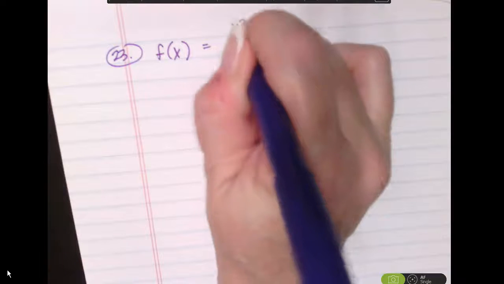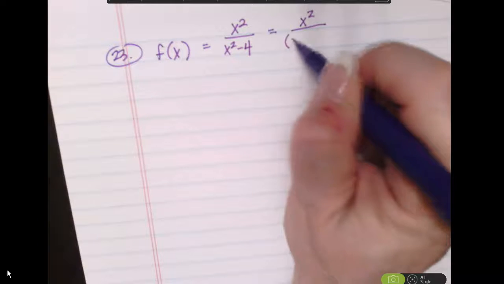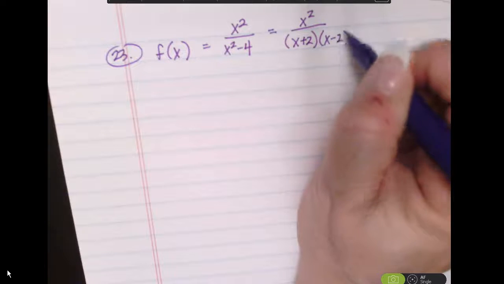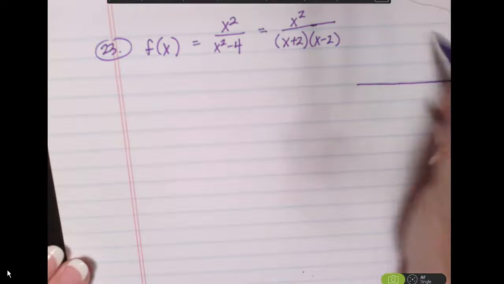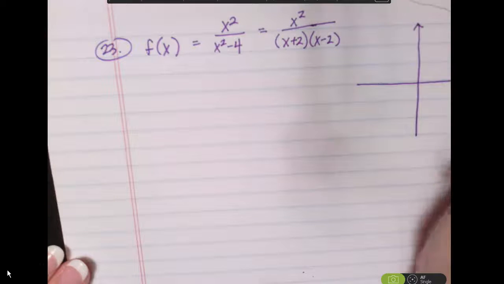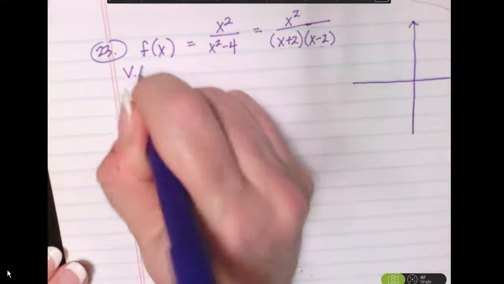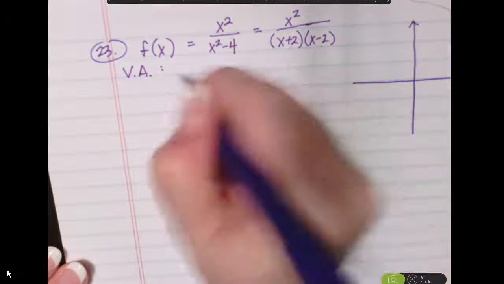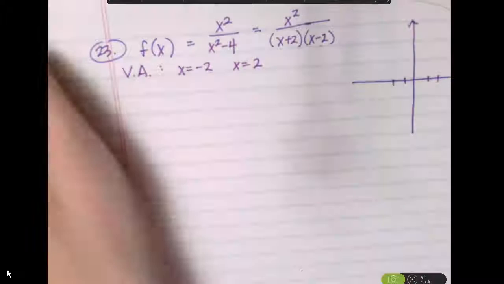So number 23, this is our first x squared function. We've got an x squared on the top and x squared minus 4 on the bottom. So first thing we want to remember is that we have to simplify our expression first, which means if it can be factored, you must factor it. So there's the factored form of the equation, and that's going to tell me some information about my asymptotes. So it looks like I'm going to have a vertical asymptote at x equals negative 2 and x equals 2. So let me go ahead and sketch those in.